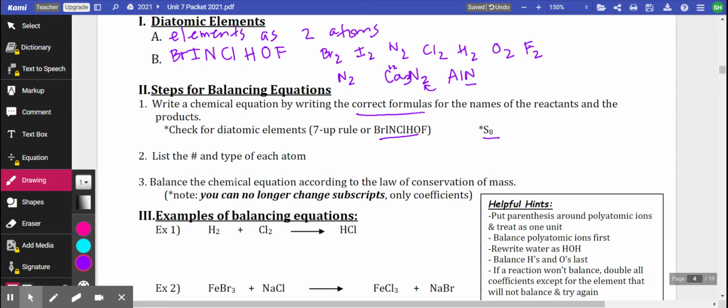The long way of doing it is listing the number and type of each atom, and then adding coefficients to balance the equation according to the law of conservation of mass. Now, once you write the formulas, you cannot change the subscripts. You can only add coefficients.